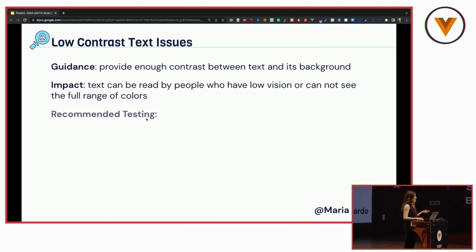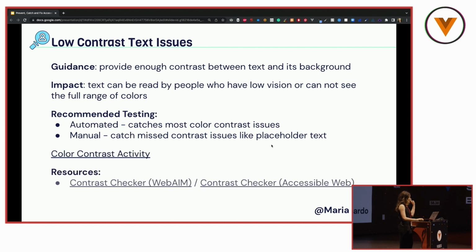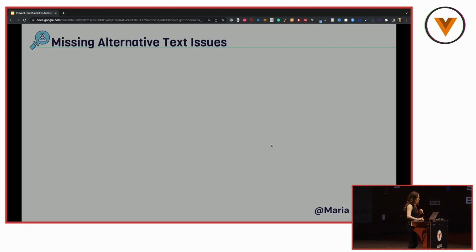So again, for some recommended testing, you can do automated tests to catch some issues, but manual checks are going to help you catch anything that might have been missed. Things like placeholder text might not always be checked by automated tests. And then we have some resources for how to choose accessible colors.